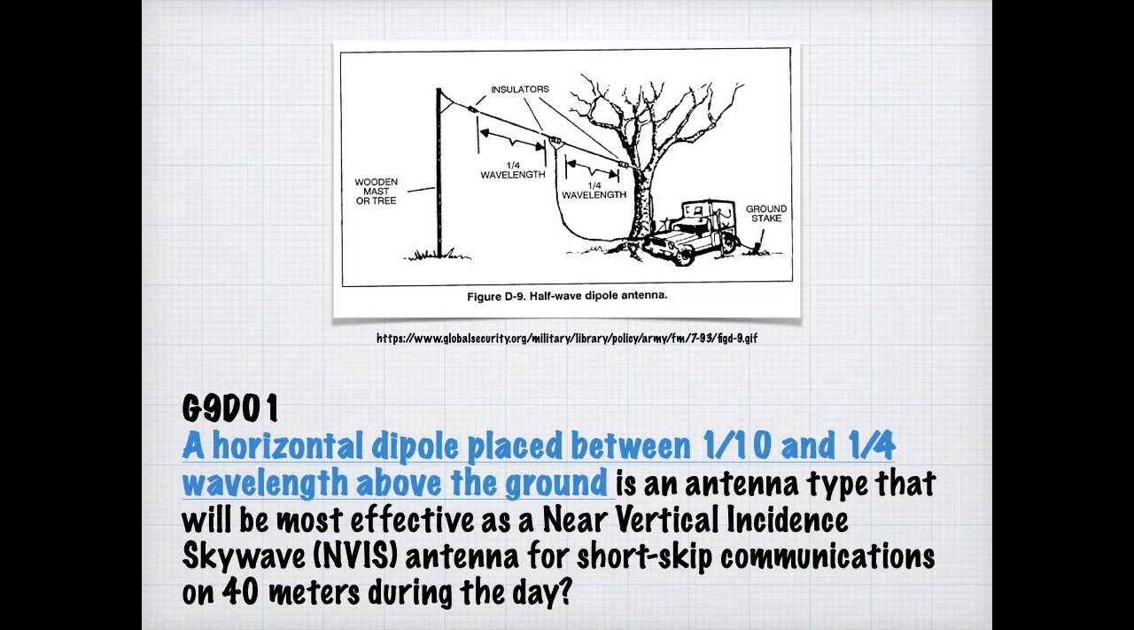For the exam, you need to know that a horizontal dipole placed between 1/10 and 1/4 wavelength above ground is an antenna type that will be most effective as a near vertical incidence skywave, or NVIS, antenna for short skip communications on 40 meters during the day.